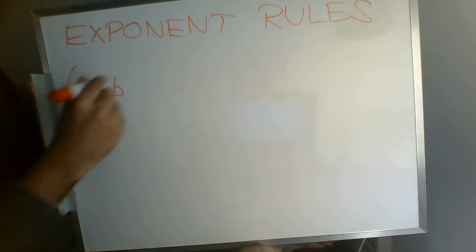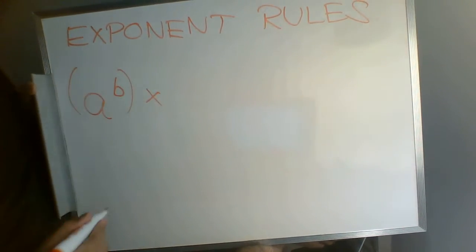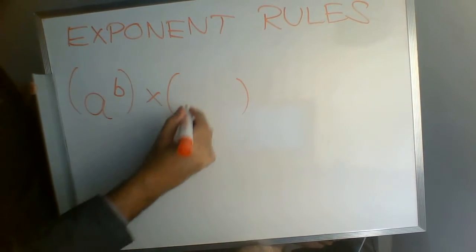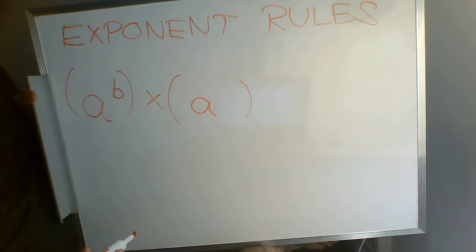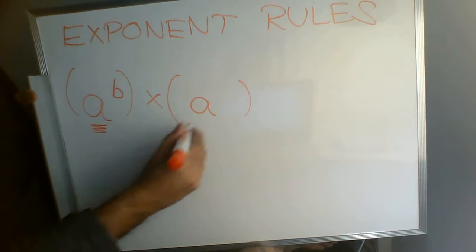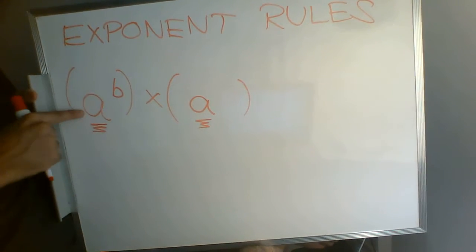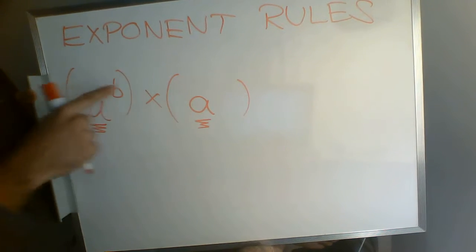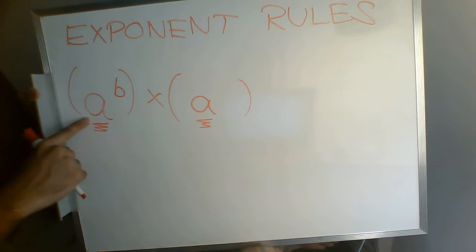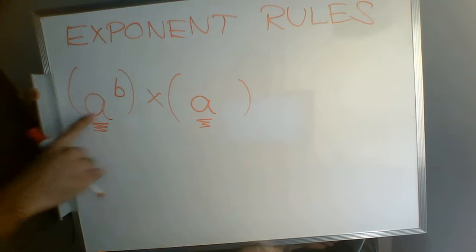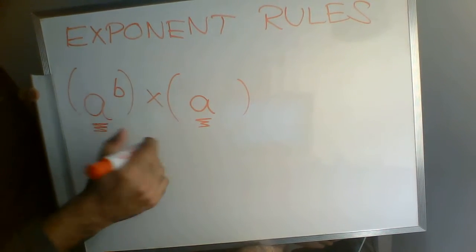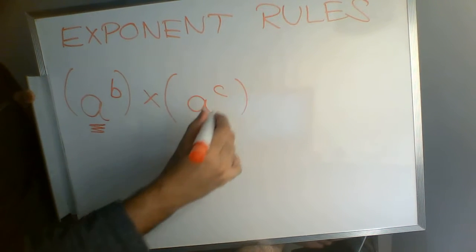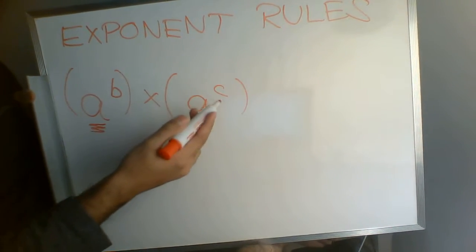And then you take this thing and you multiply it by something else, and that something else is going to have the same base. So this a over here is the same as that a over there. If this is a 2, that's a 2. If this is a 3, that's a 3. If this is, I don't know, pi, that's pi. So whatever this base is, that base is. But let's say the exponent is different. So instead of calling it b, we'll call it c.